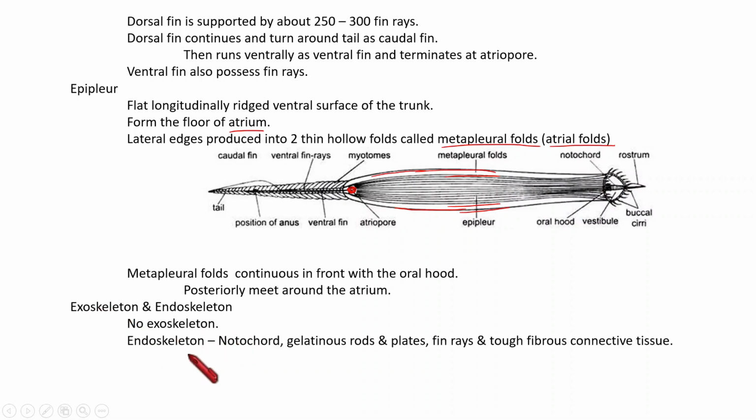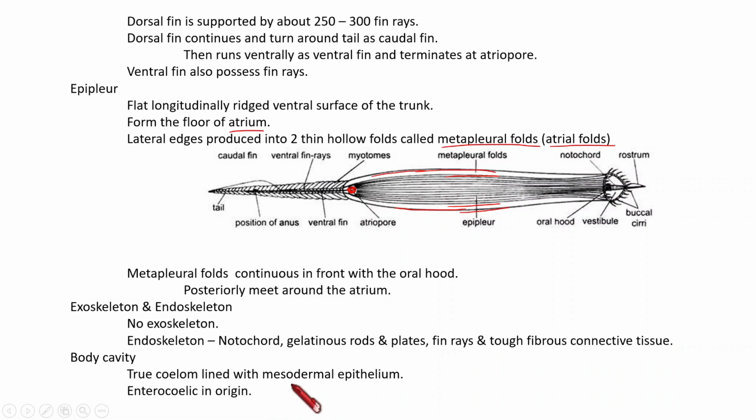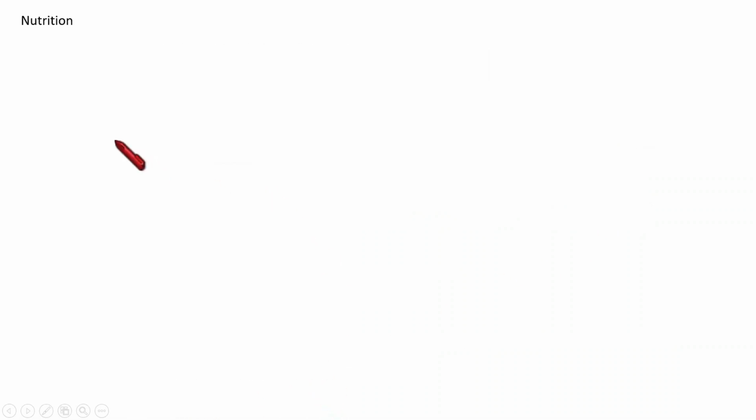Then endoskeleton. Many endoskeletal structures like notochord, some gelatinous rods, plates, fin rays, tough fibrous connective tissues, all those structures are present. Body cavity. What about the body cavity? Body cavity is true coelom and it is enterocoelic coelom. What is enterocoelic coelom? I already explained to you. Then the space of the coelom is limited towards the anterior end because of the formation of atrium, another cavity lined by ectoderm.